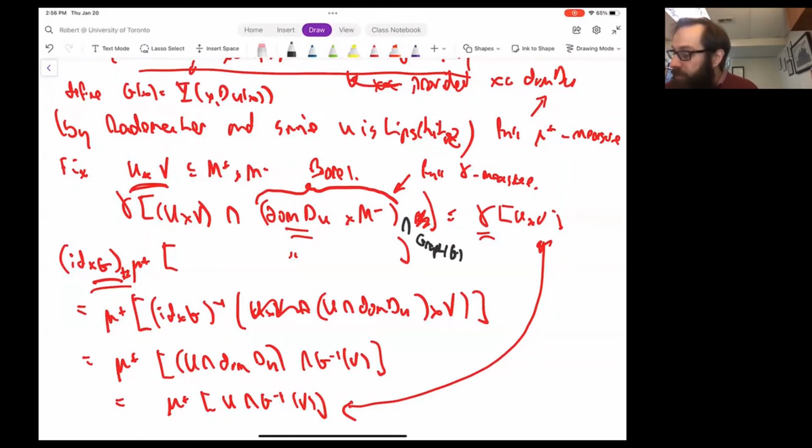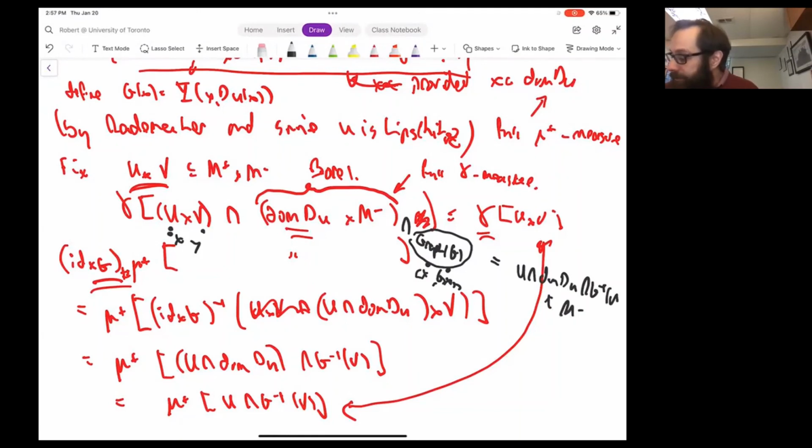And the graph of G basically says, when I intersect this with the graph of G, every point XY over here has to be of the form X, G of X, where X is in domain du. And so I get that this is equal to basically G of X has to be in V. So X has to be in U. So it's U intersect domain du intersect G inverse of V cross M minus. Y can be anywhere, provided X is in this set here.